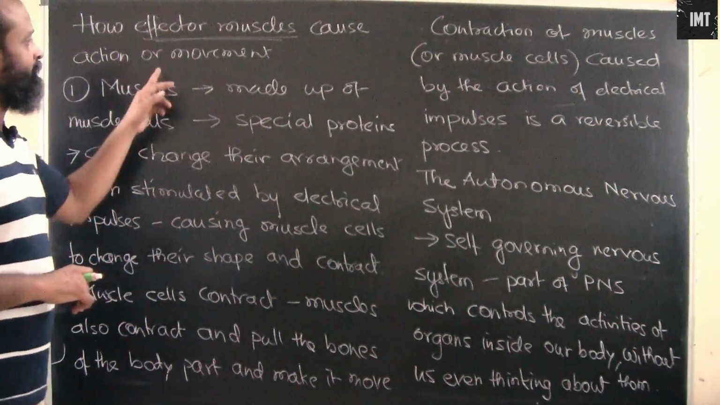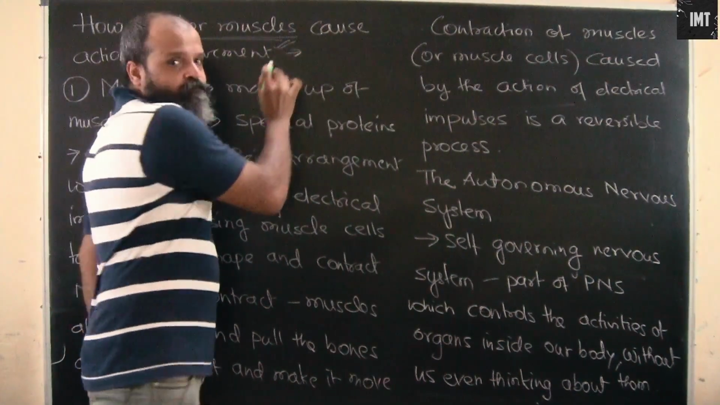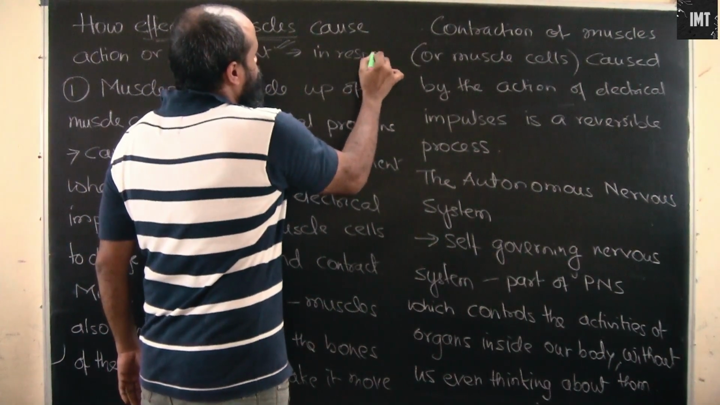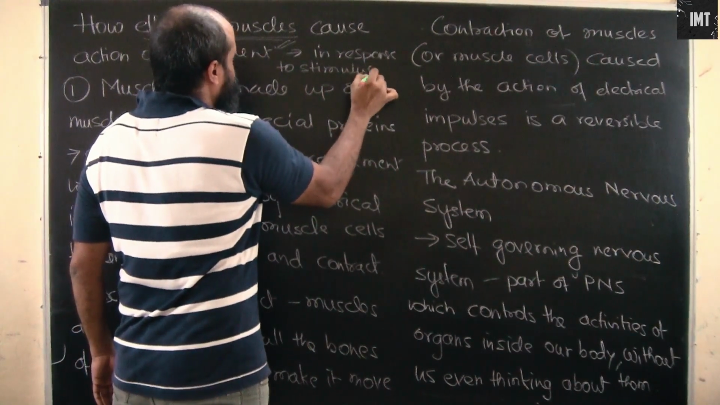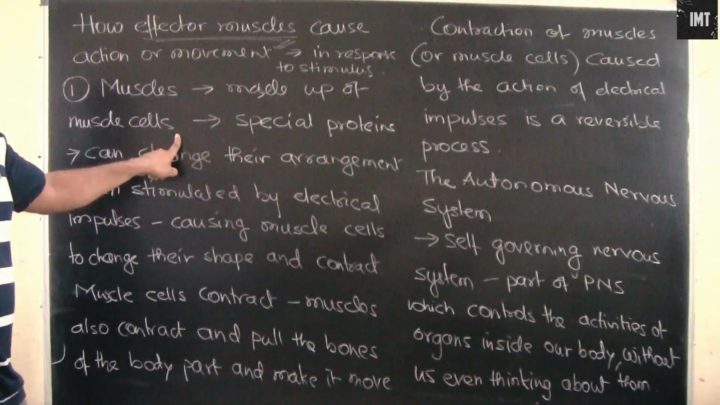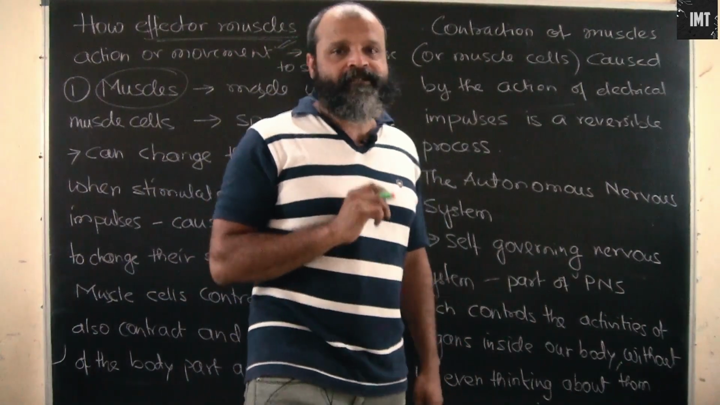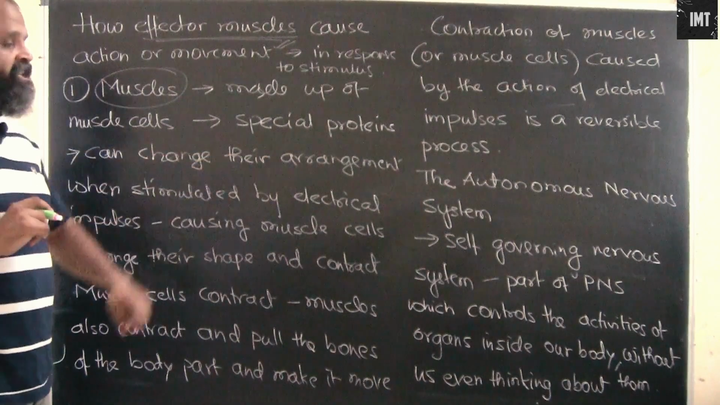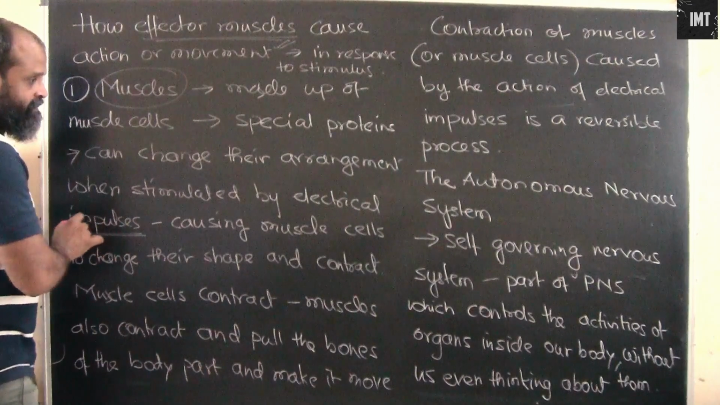Now how do these work? Effector muscles cause the action or the movement which is required in response to the stimulus. So muscles are what? Muscles are made up of muscle cells. All types of muscles that we have in our body are basically made up of muscle cells. Now these are basically made up of special proteins and can change their arrangement when stimulated by electrical impulses.